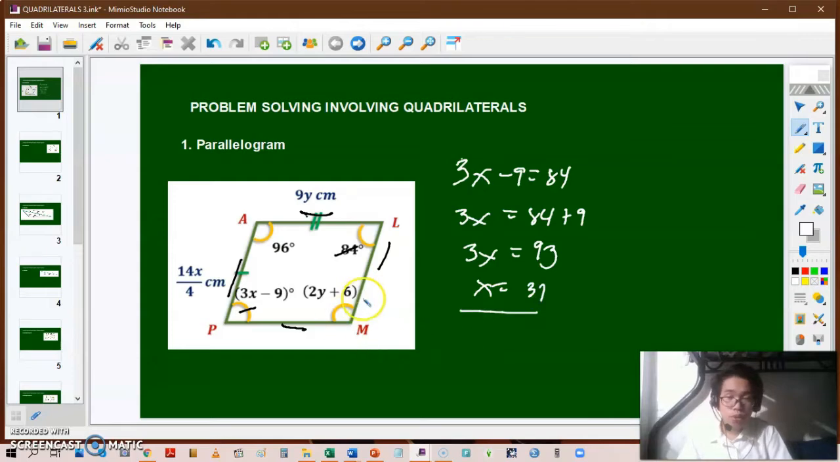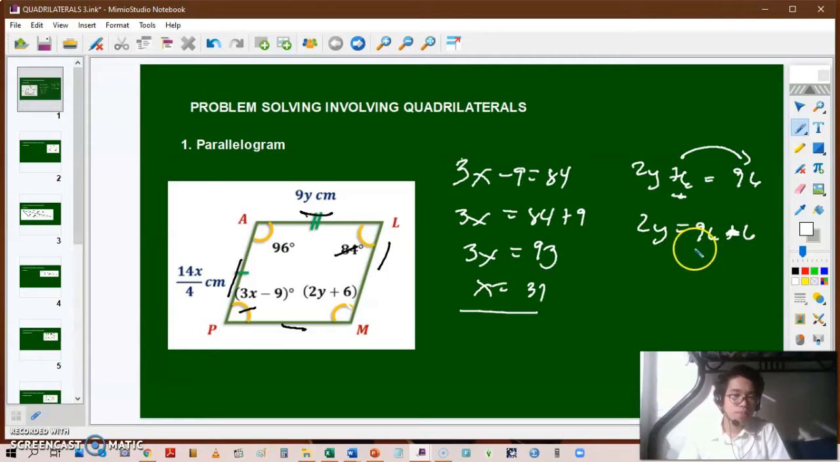Now let's solve for y. The 2y plus 6 angle here, angle M, its opposite is angle A. So we can equate them since the property of a parallelogram is that the two opposite angles are congruent. That will be 2y plus 6 is equal to 96. Then 2y will be equal to 96 minus 6, because if you transfer the plus 6, it's going to be minus. So 2y is equal to 90, and 90 divided by 2, the value of y is 45.